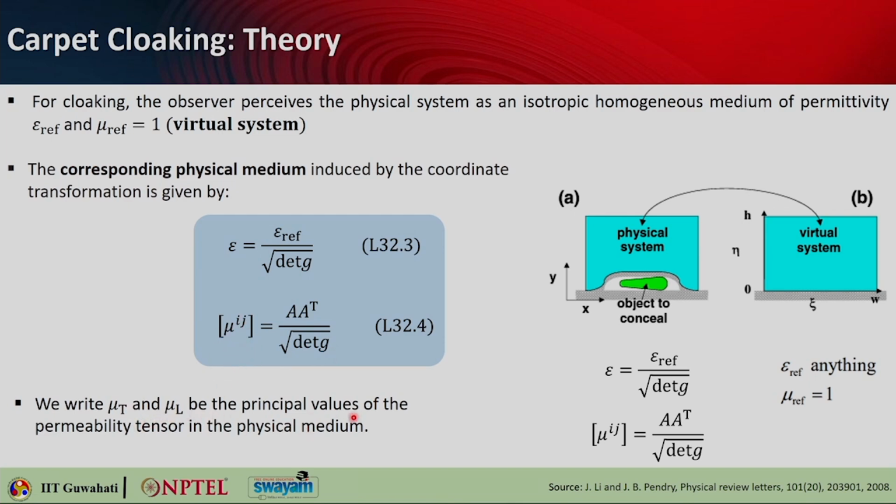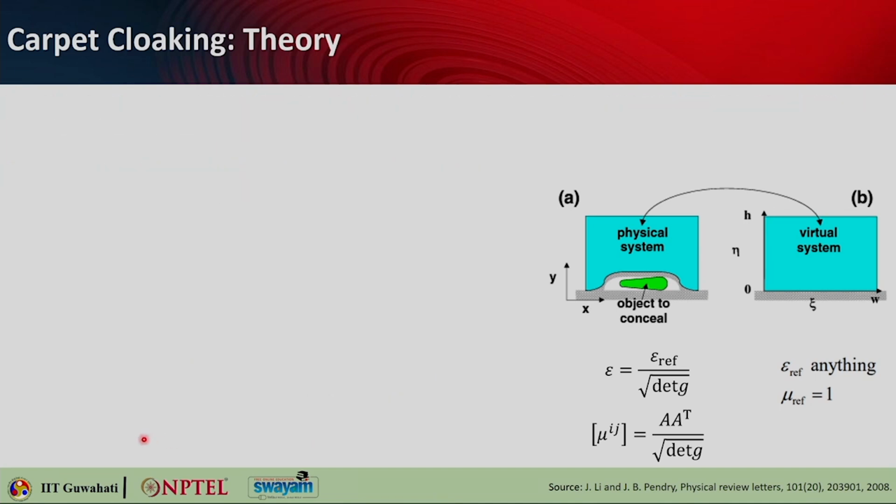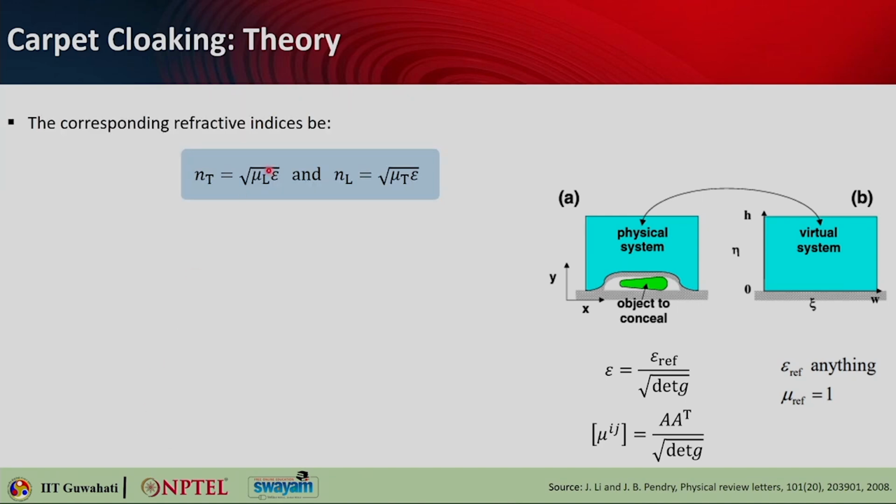So, these will be the principal values for the permeability tensor in the physical system. Once you know this, you can find the refractive indices. They will also be n_T and n_L, where T is the transverse one and L is the longitudinal one. You can find n_T equals square root of mu_L epsilon, and n_L is basically square root of mu_T epsilon. These are for the two local plane waves traveling along the two principal axes.